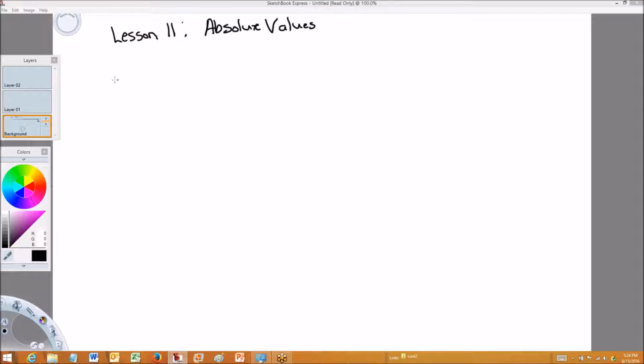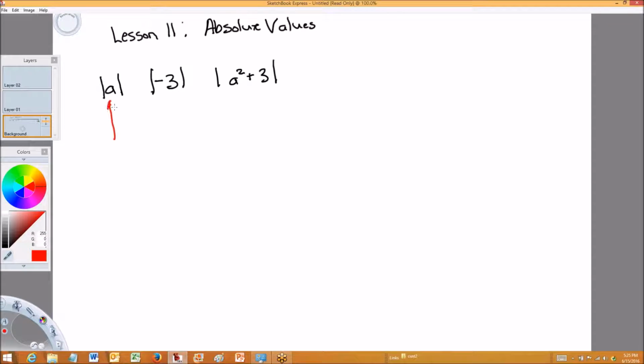Okay, what is an absolute value? Well, an absolute value sign is simply two straight lines, with either a variable or a value inside them. Or you can even have an expression. And what it means is whatever the expression is inside, it cannot be negative.